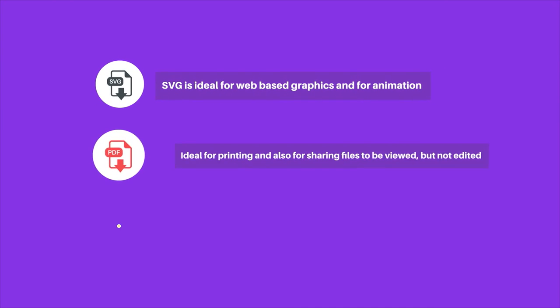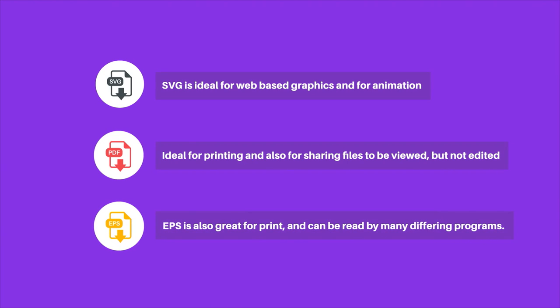So in short, to summarize, the best practice is to reserve SVG for the web-based graphics that you want to make, and also for animations. PDF is the ideal format for printing, and also for sharing files to be viewed, but not to be edited. EPS is also great for print, and it can be read by many differing programs. But when sending final designs to clients, it's probably wise to package at least these three file formats to the end user, so then they can make the decision themselves on how to use the files for specific functions.